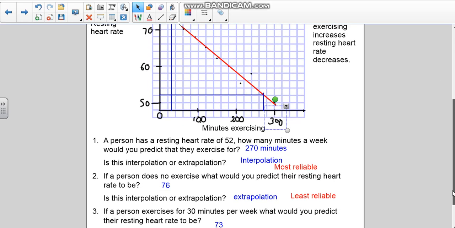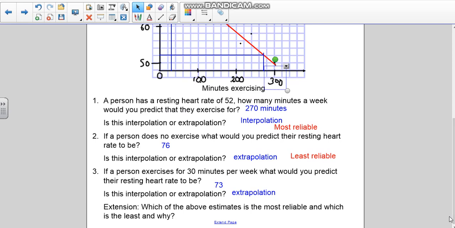There we go. So hopefully you've got a good understanding of what interpolation and extrapolation are, and for those of you who are struggling with correlation, we've had a good look at scatter diagrams, so we've been able to revise that a little bit as well.